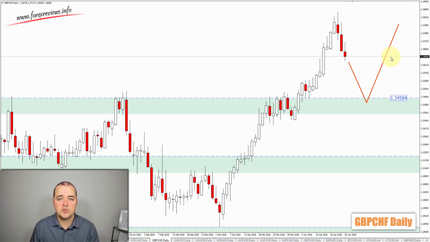So overall on GBP/CHF, the 134.58 zone area is an area on this market that, if price action tests this area this week or in the near future, is an area where we're looking for bullish evidence and a potential move to the upside from this important area.